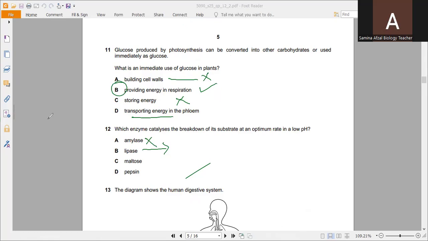Maltose, again, maltose is a carbohydrate, so it is digested in a neutral medium. And now pepsin is there. You know, pepsin is created from the gastric glands in the stomach, so it needs low pH. That is, at pH 2 proteins are digested. So pepsin is used to digest protein. So 12 D is the correct answer.